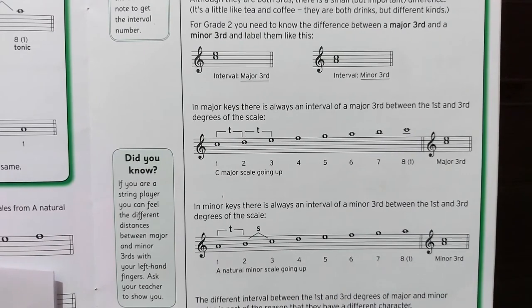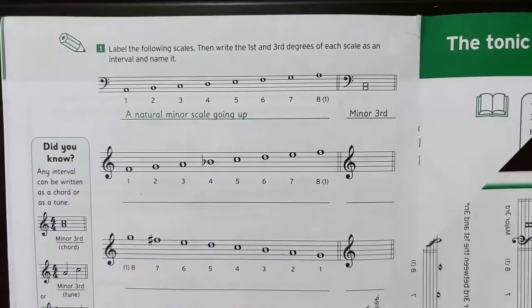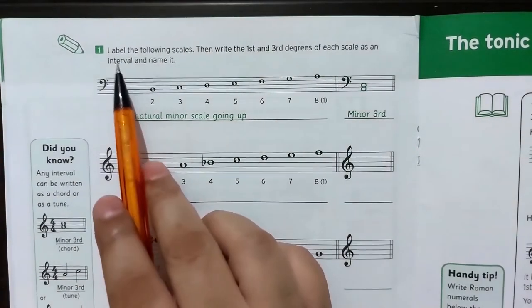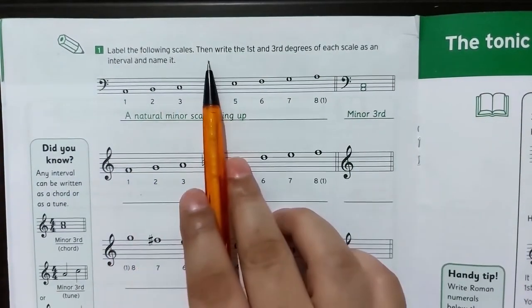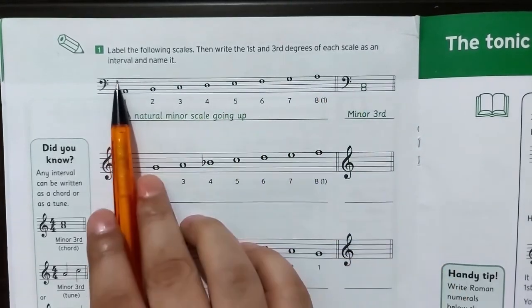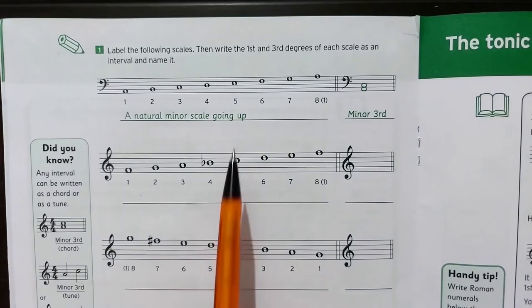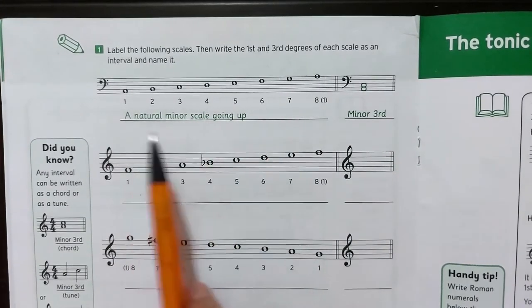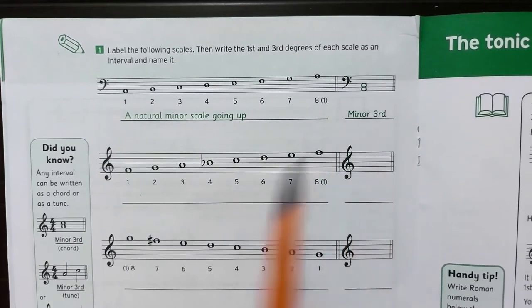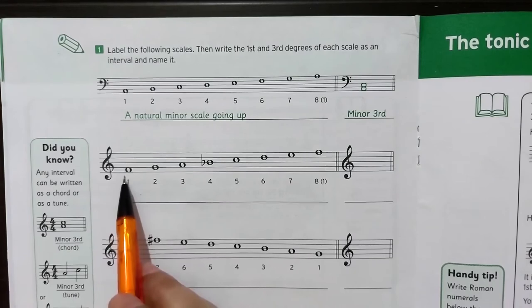So now let's move to the next page. This is our second page, and on this page they are asking us to label the following scales, then write the first and third degree of each scale as an interval and name it. So we have to find the scale, then mark the first and third degree and write which major or minor third it is. Okay, so let's start.